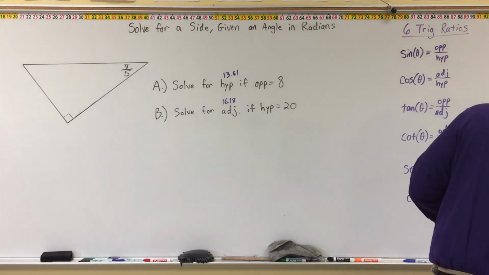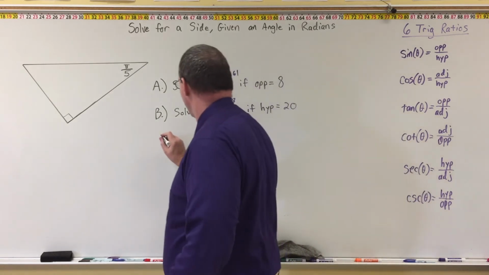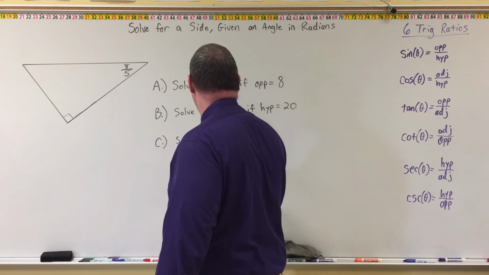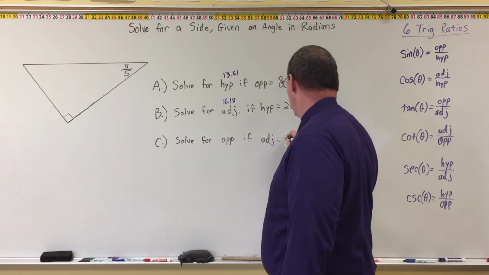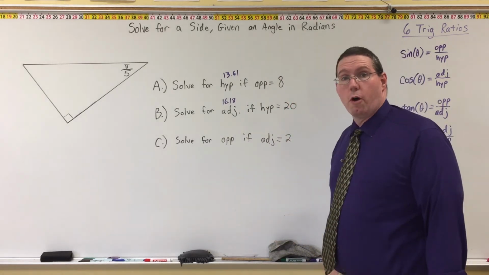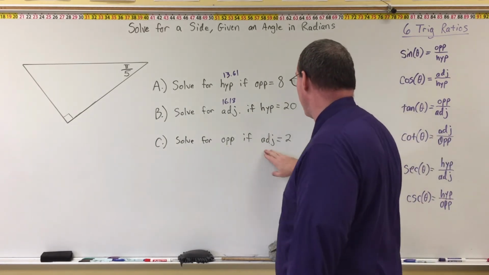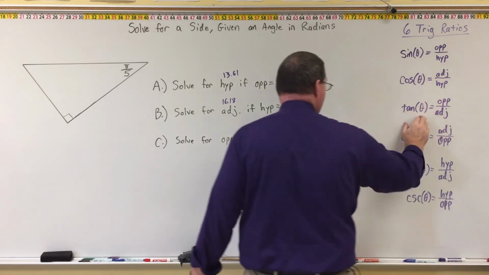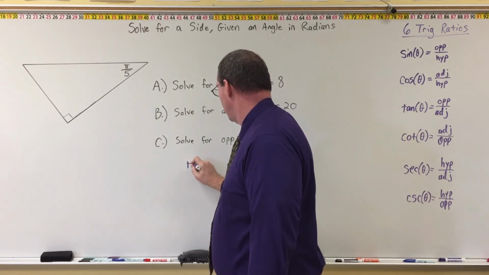Okay? All right. Now let's try another one. It says solve for opposite if adjacent is 2. Okay? Well, why don't you pause the video and try this one on your own. All right, so we're solving for opposite. We're given adjacent, so we need the trig function that includes opposite and adjacent. That's tangent, okay? So we're going to go tangent.